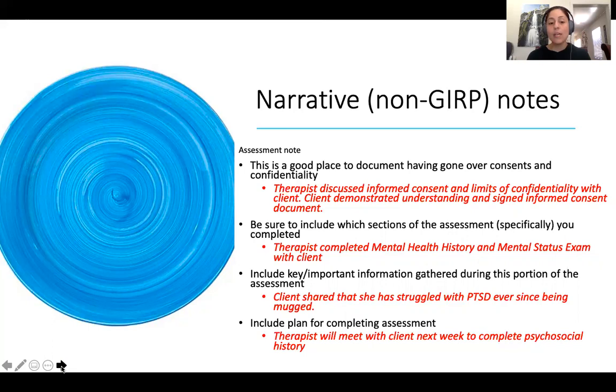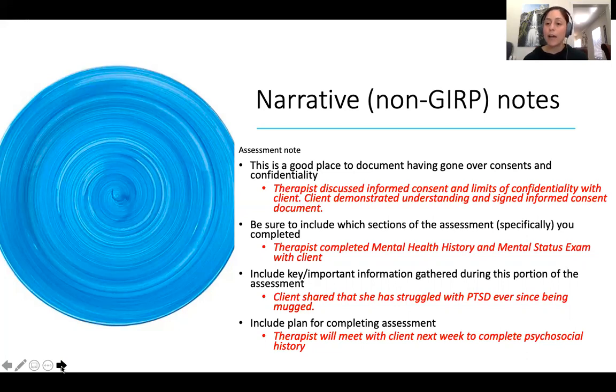In the assessment note, you should indicate that you went over informed consent and limits of confidentiality. So you'll see I wrote therapist discussed informed consent and limits of confidentiality with client, demonstrated understanding and signed informed consent document. You also want to include which specific sections of the assessment you completed. So I wrote therapist completed mental health history and mental status exam.